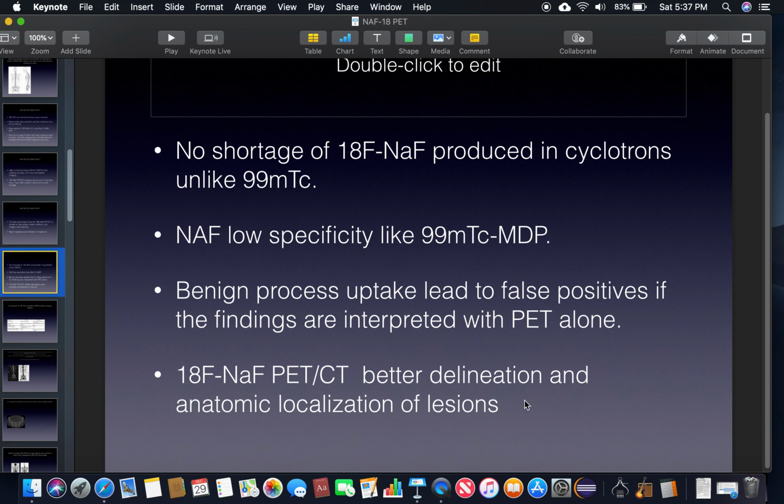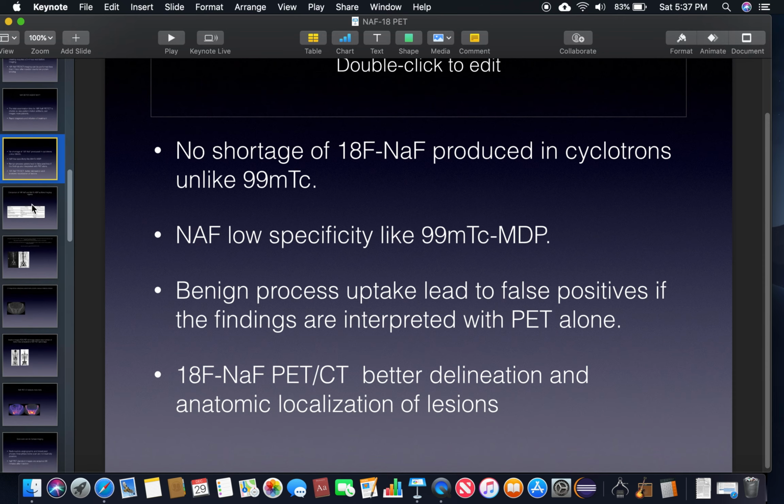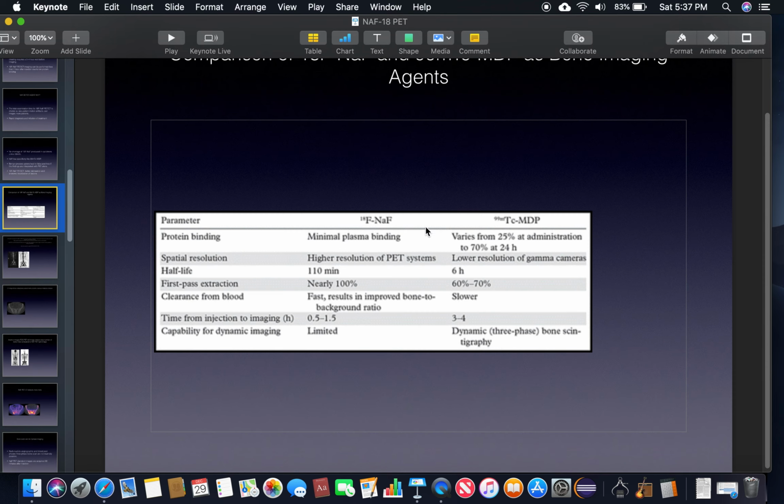But there is a better delineation and anatomic localization of the lesions with this agent. Now, this is a comparison table that I took from my reference in Radiographics. Briefly, I mentioned that there is minimal protein binding with NAF, more with MDP. Spatial resolution is better because we use PET, whereas in case of MDP, the gamma cameras are used.